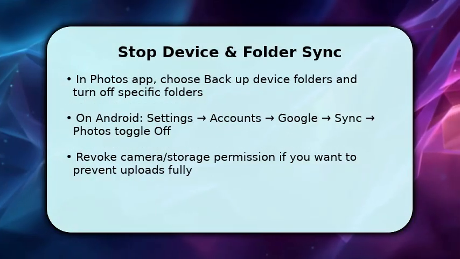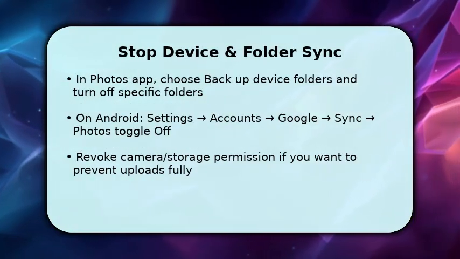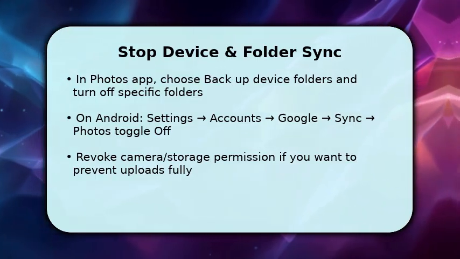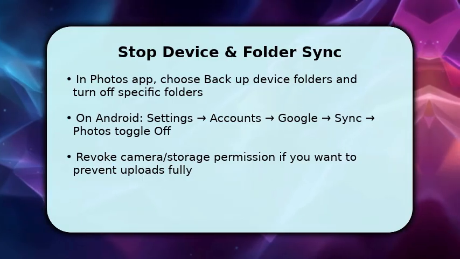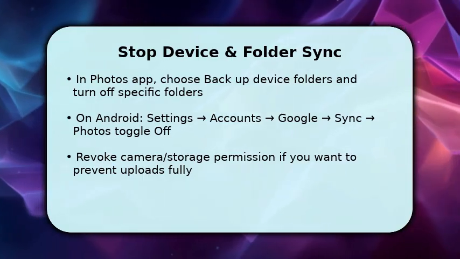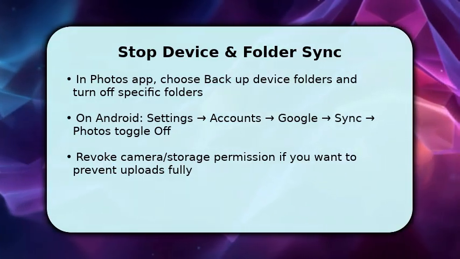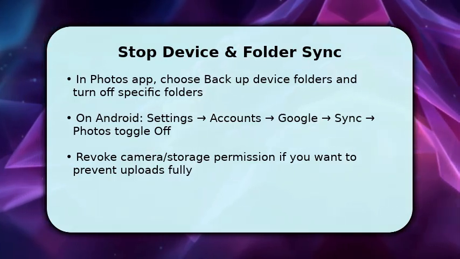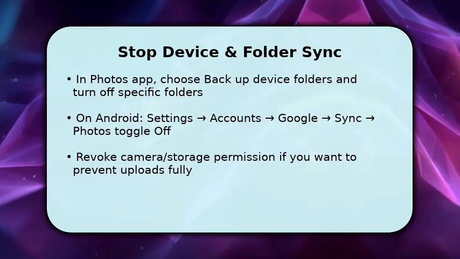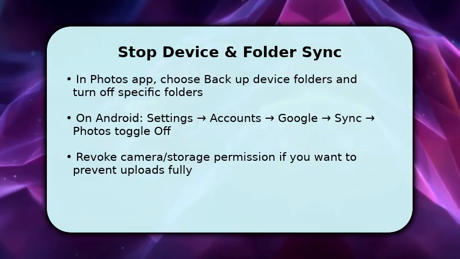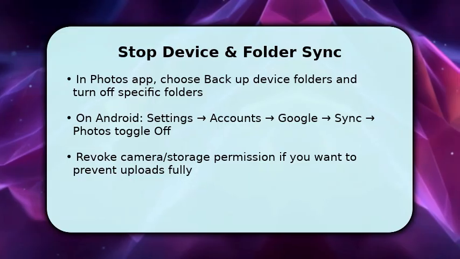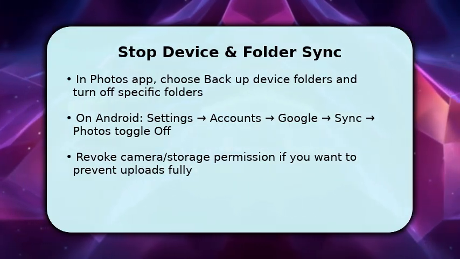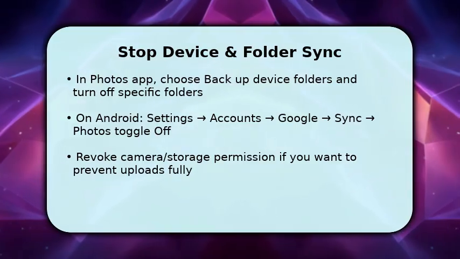Next, you stop folder level and system sync. In Google Photos, open backup device folders and switch off any folders like screenshots or WhatsApp images that you don't want uploaded. On Android, go to Settings, then Accounts, then Google, select the account, and disable Photos or Drive Sync. If uploads persist, revoke the app's camera or storage permissions to block access. Once done, verify other devices and connected apps so nothing else pushes images up automatically.